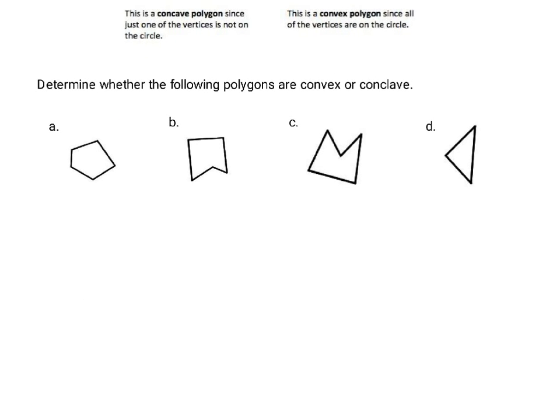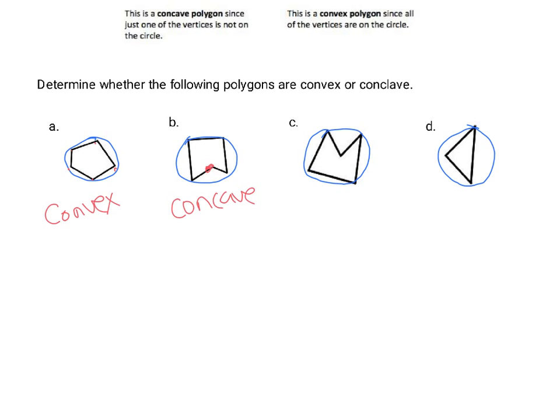So here we're going to determine whether the following polygons are convex or concave. Remember, the helpful hint here is drawing a circle to the best of your ability. So don't laugh at my horrific circles. If the vertices all touch the outside of your circle, then it is convex. Notice here, this vertex does not touch my circle. It's caved in, so it's concave. Again, here, this part right here is caved in, so therefore it is concave. And this is all touching the outside of my circle, so therefore this one is convex.